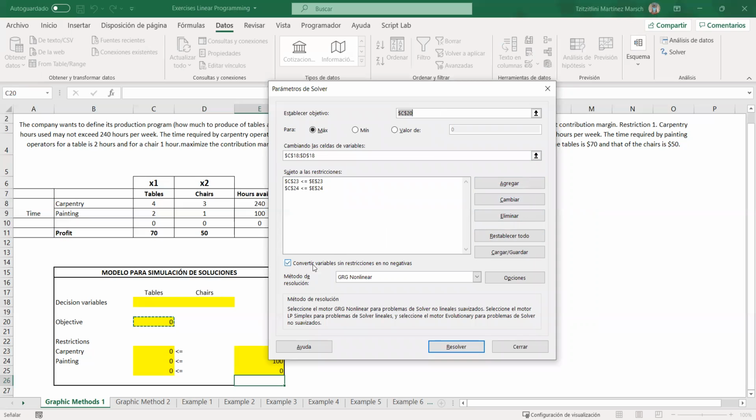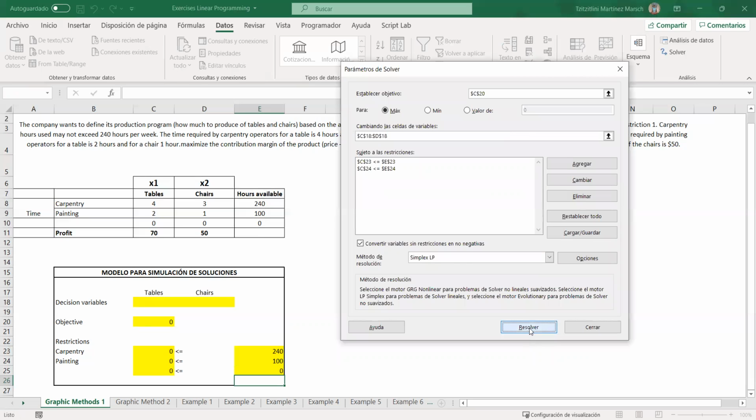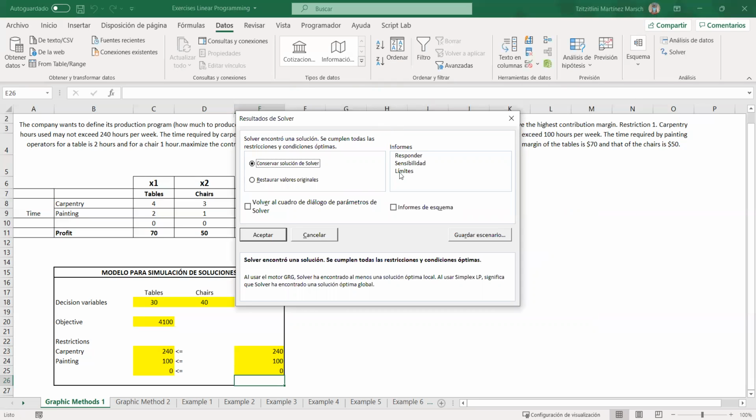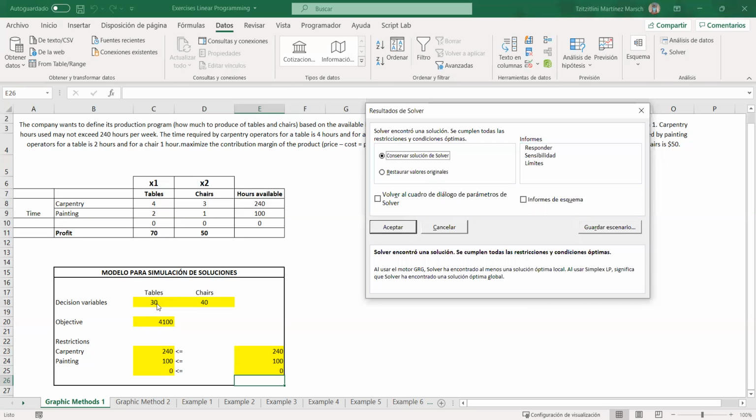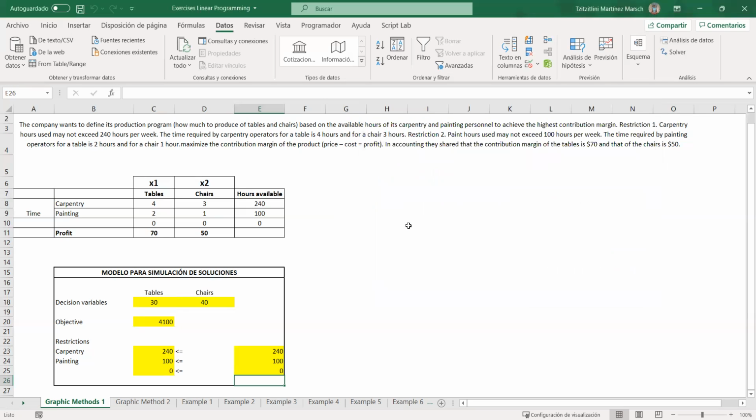And we're going to come up here, and this is the no negativity. Okay. So we leave it checked. And remember, we said we're going to be working with the simplex method. Okay. Once we have that, all we do is solve. And this is the solution that Solver comes up with: 30 tables and 40 chairs. It's the very same thing that we came up with using the graphic method. Okay. That would be our solution.